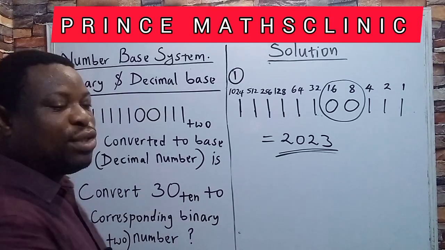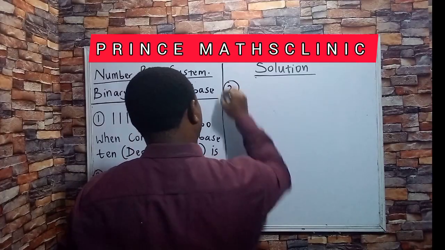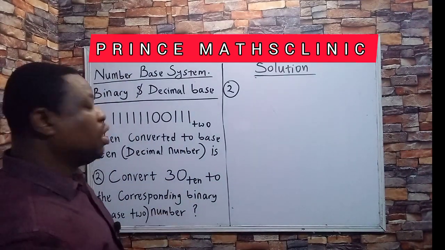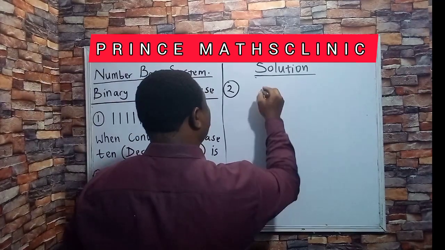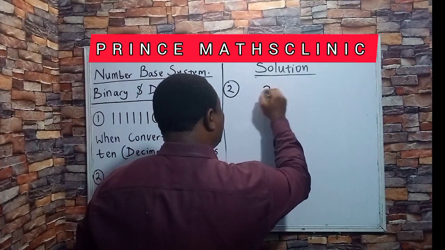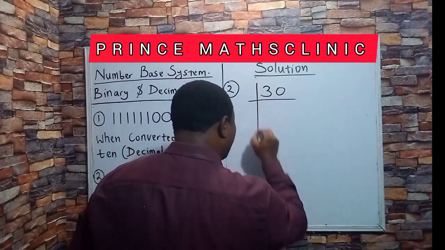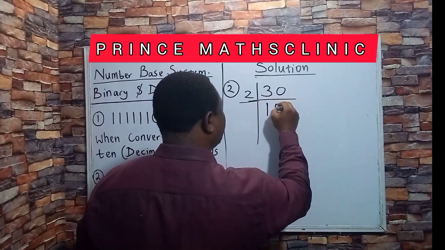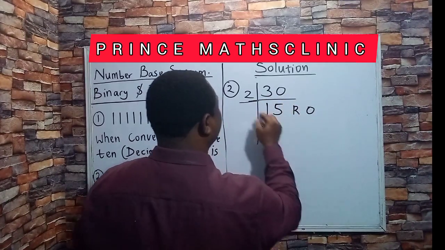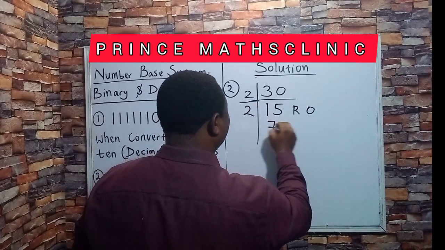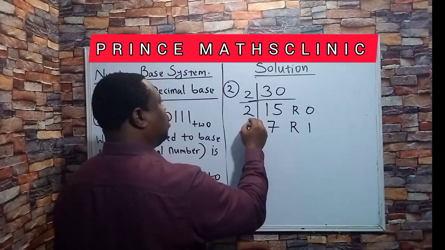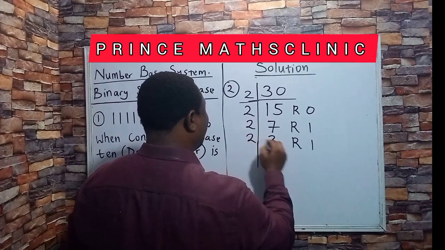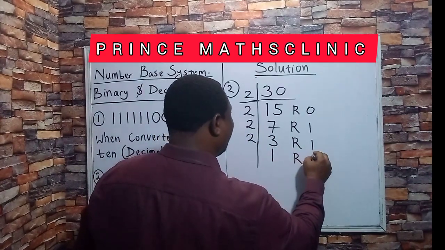So let's attempt question number 2. Now we have to convert 30 base 10 to base 2. So what do we do? To convert to base 2, or to any base, you divide by the base you are converting to. So 2 in 30 will go 15, with a remainder of 0. 2 can go in 15 7 times, with a remainder of 1. 2 can go in 7 3 times, with a remainder of 1. 2 can go in 3 1 time, with a remainder of 1.